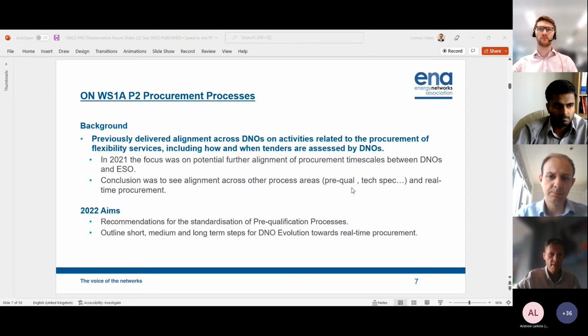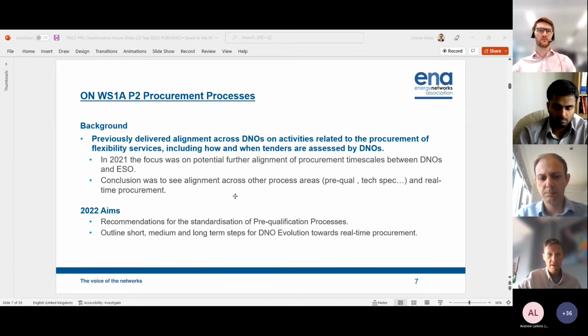I appreciate the purpose of today's discussion was all about what we're doing on pre-qualification. But I just thought I'd provide a bit of background and an update on the aims of P2, the procurement process, which is one of the products for the work stream. So the original aim of the product was to review all the current procurement processes carried out by each of the DNOs and the ESO to ultimately improve the market experience for potential flexible service providers.